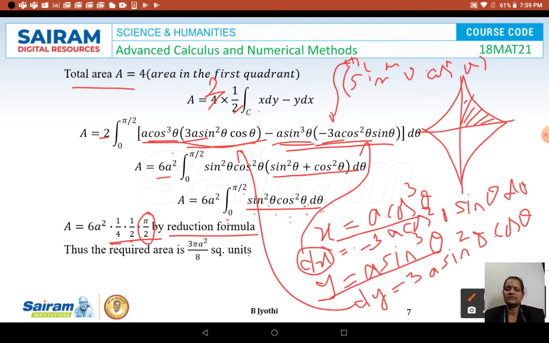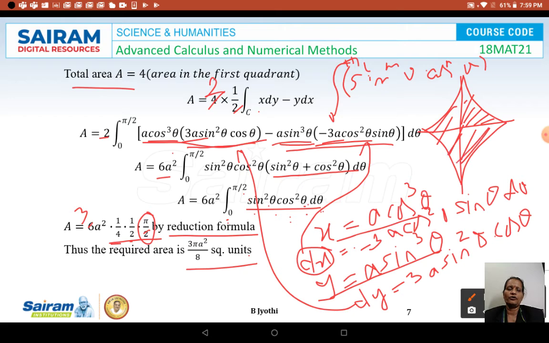Now cancelling the common terms, that is 2 and 3 will be cancelled here. Therefore we are getting 3 pi a square divided by 8 square units. This is the required area for the entire asteroid.